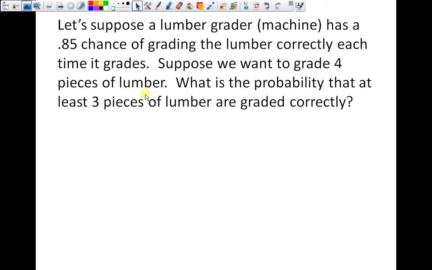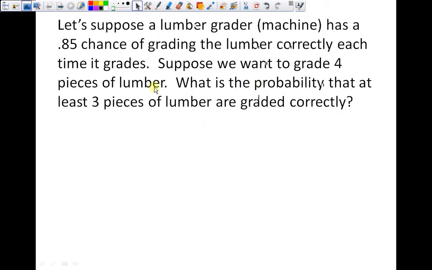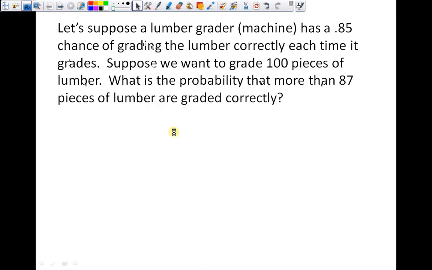You just have to take the probability of getting 0, 1, or 2, which is binomial CDF of 2, and then subtract that from 1 to get 3 or 4. So this one's the same exact answer. Just asking it in 2 different ways. More than 2, at least 3. They're asking the same thing.